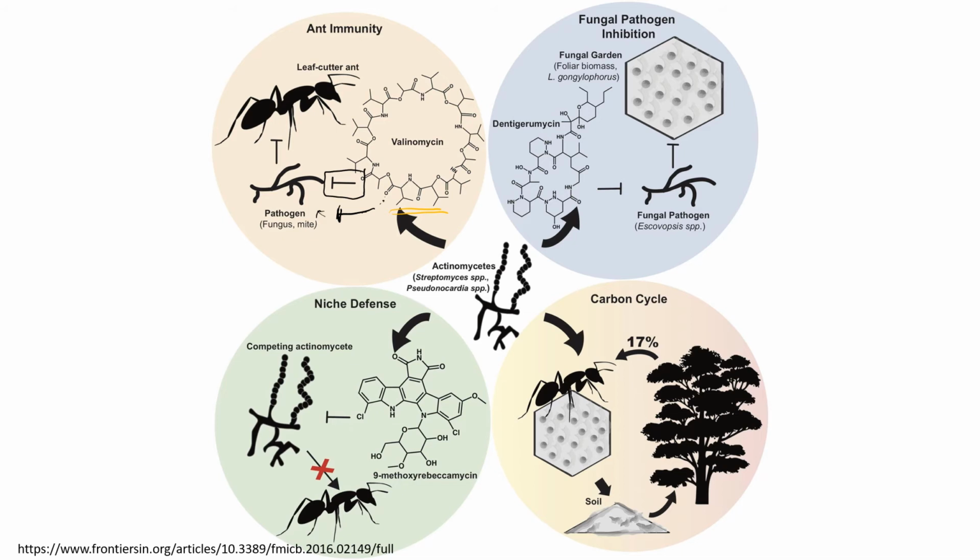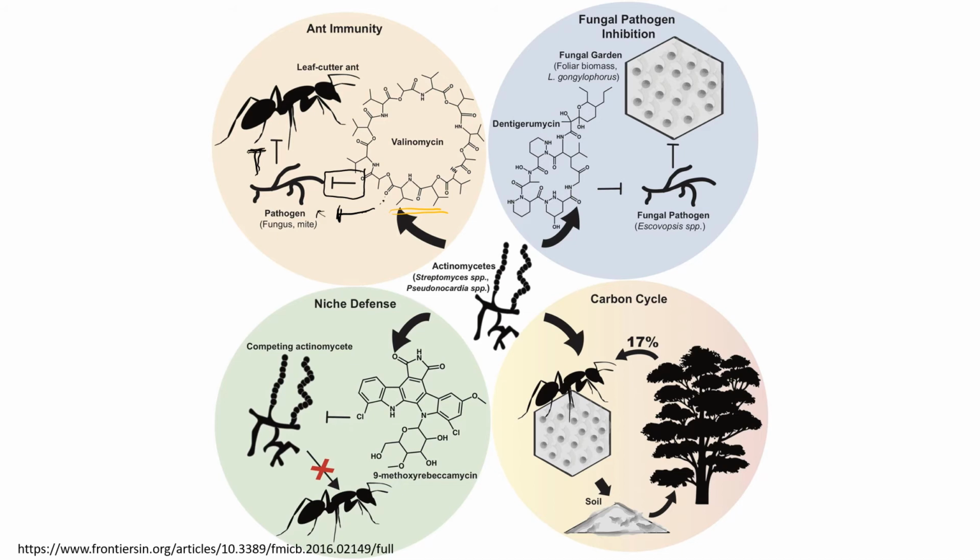It's kind of a broad spectrum antibiotic, I guess, or anti-pathogenic. And then the pathogen, if it were not stopped by this valinomycin, would then have this sort of regulatory capacity on the ants, right? So that is just this example of some blocking or regulatory factor. So we can also see that actinomycetes have regulation on fungal pathogens.